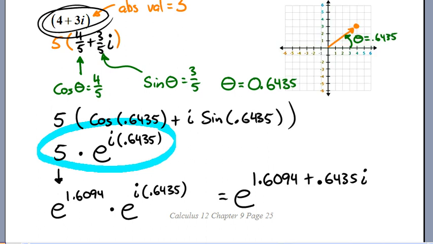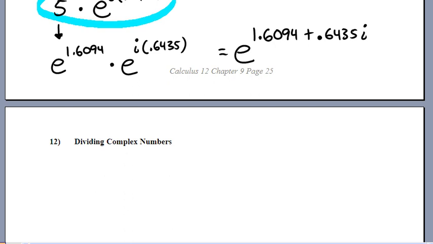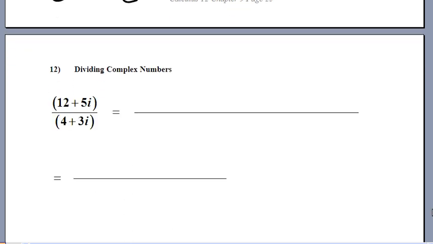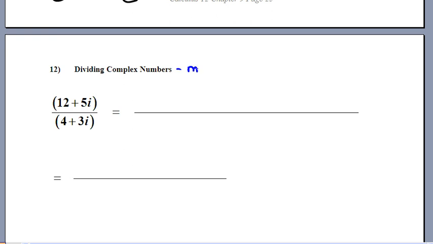And that takes us to this page here, number 12. How do you divide complex numbers? There's a couple of ways to do it. The way to do it, if you're in the a plus bi format, you have to go and multiply by the conjugate. That should do it.